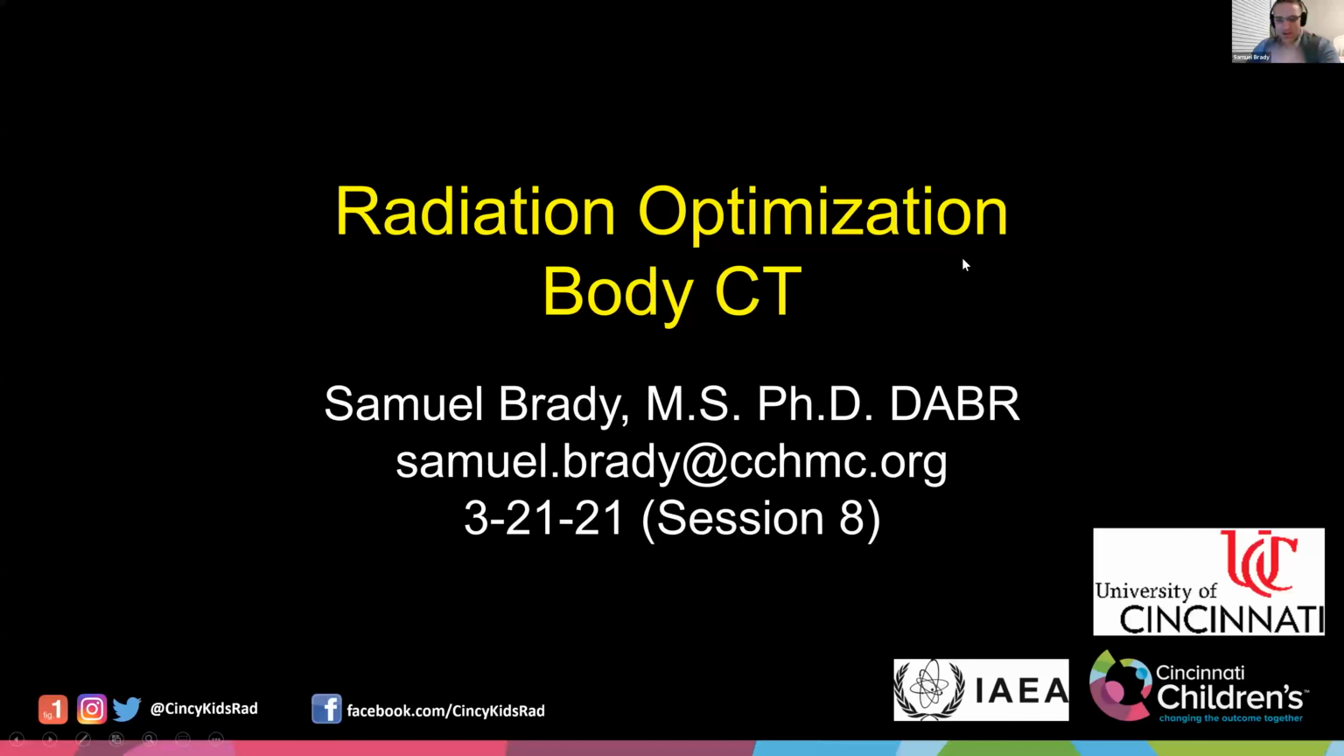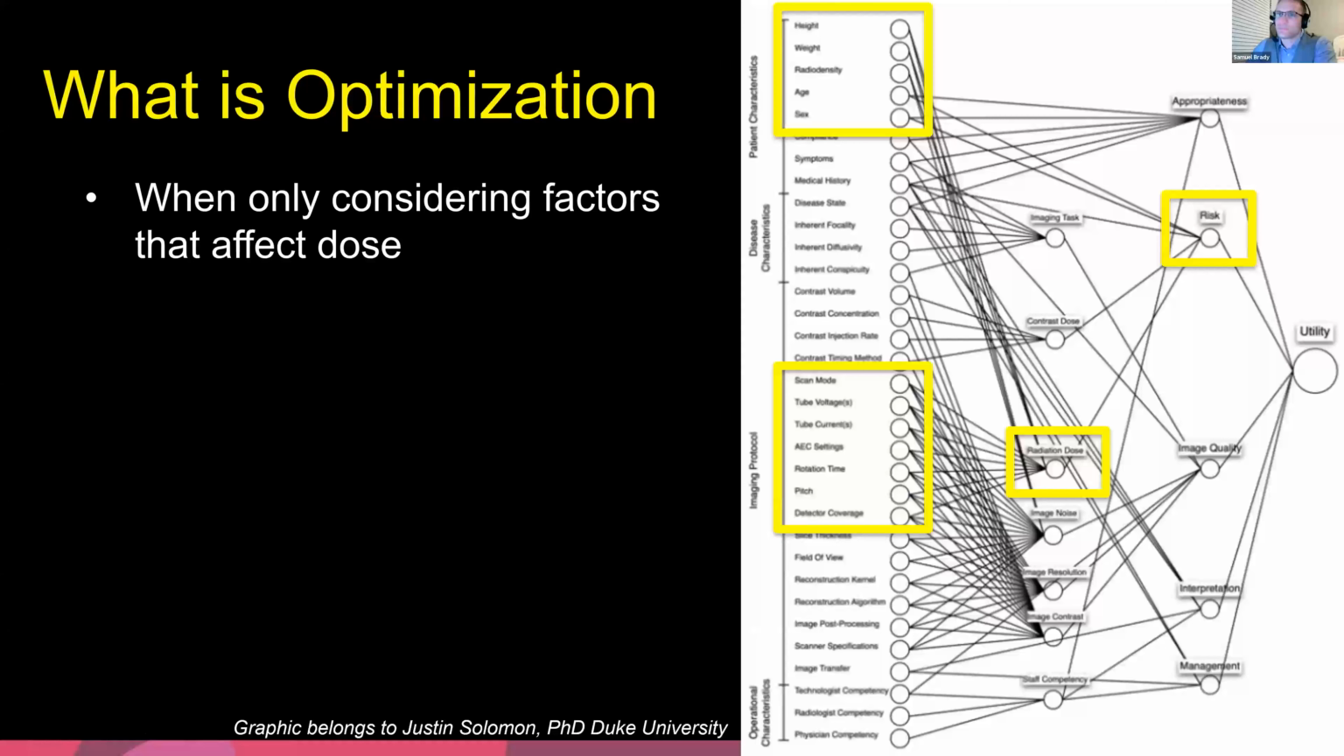So let's go on and talk about radiation dose. As I mentioned in the last talk, we were focusing on image quality, but there is a subsection of image quality that is affected by radiation dose. If you change the tube voltage, the mA, the pitch in a small way, or the detector coverage, you will affect image quality, but you'll also affect radiation dose.